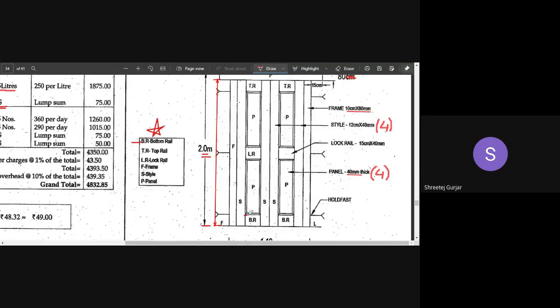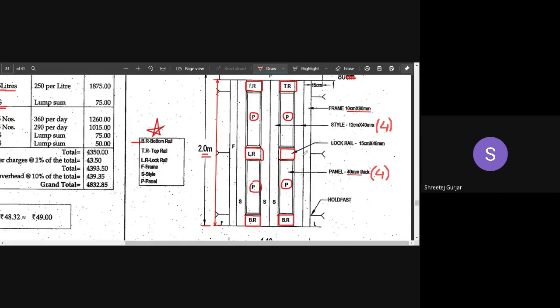The bottom rail is here. Bottom rails are 2 in number. This is the bottom rail. This is the locking rail, which is represented as LR, where your locks are provided, and then you have your top rail, which is over here, 2 in number. And then you have frames, I have told you, and then we have panels, which is given as capital P. We can see panels are 4 in number.